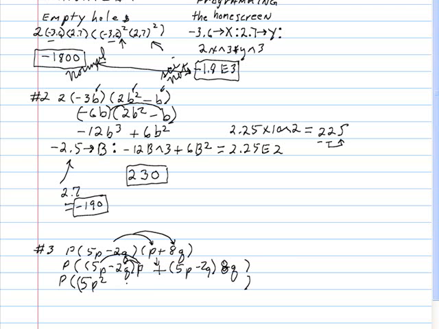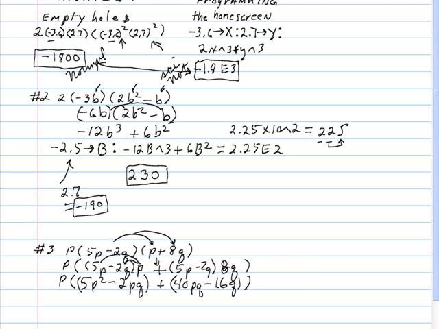5p squared. p times negative 2q, negative 2pq, plus 8q times 5p, 40pq, and then minus 8q times 2q, 16q. Now, before I can proceed, I've got too many brackets there.